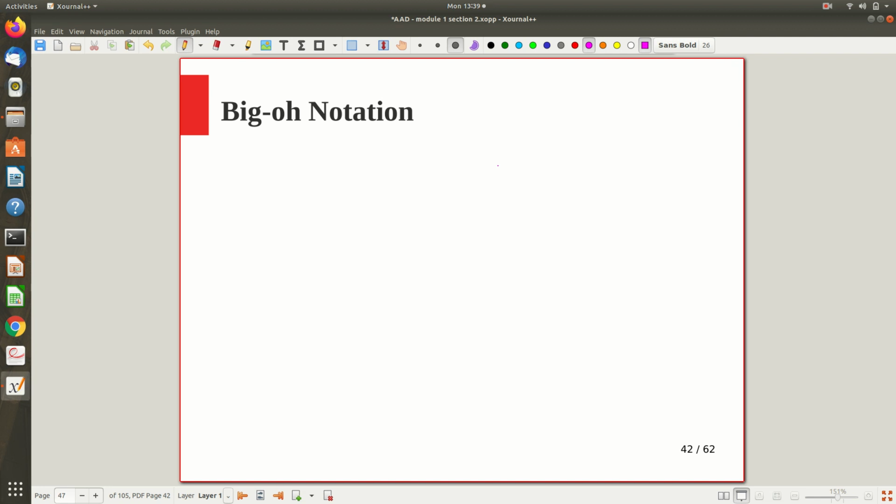Let me take a different example. Say the given function f of n is 5n cube plus 6n square into 2 power n minus 100. I'm just randomly taking this, you can assume anything.